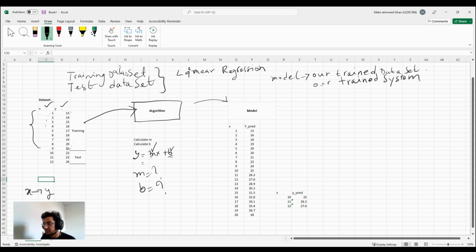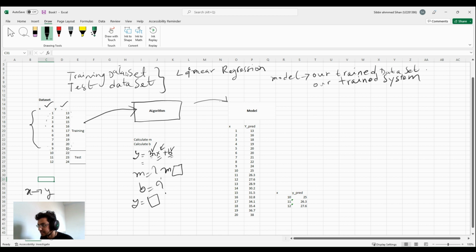Subsequently, for x and y, you give it to the algorithm. It figures out the value of m and the value of b. Then it predicts the value of y for a given value of x. Every time you give it an x, it predicts y.